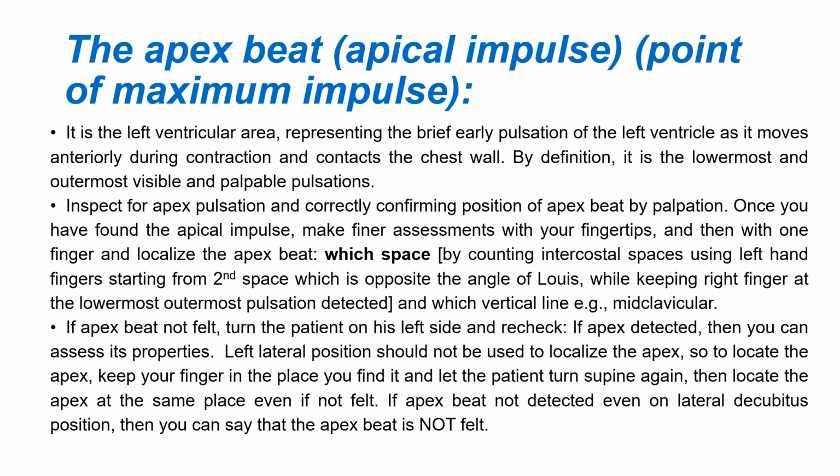outermost. And then we use the left hand and try to count the space, starting from the second space, because the angle of Louis or the sternal angle is just opposite to the second intercostal space, and then we go by our left hand to try to find second, third, fourth, fifth until we see where is the apex beat exactly. And as I said, if the apex beat is not heard, is not seen or felt, then you put the patient on the left side and try to detect the apex.